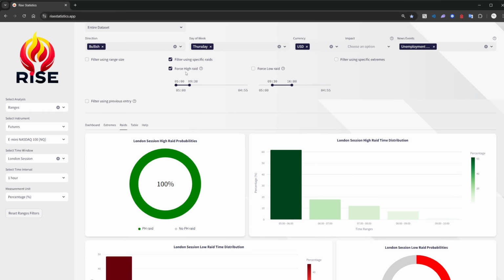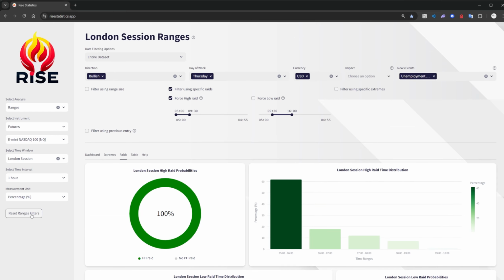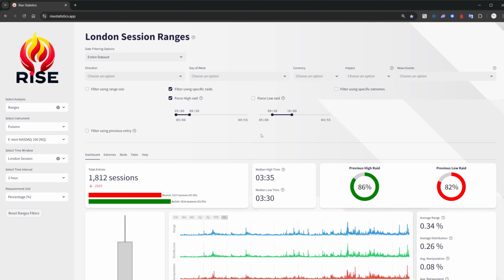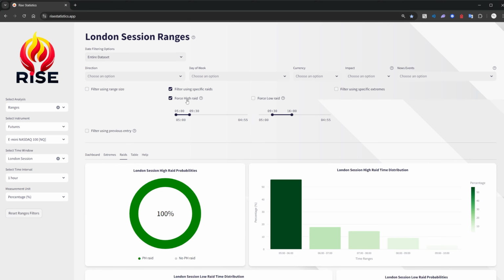Now, once again, we can do the exact opposite as well. Let me just reset the filters here. I want to remove all these filters. And we'll go back into the raids and we'll do the opposite thing for the low, right? So we'll say, hey, between 5 and 9:30, we took the low.